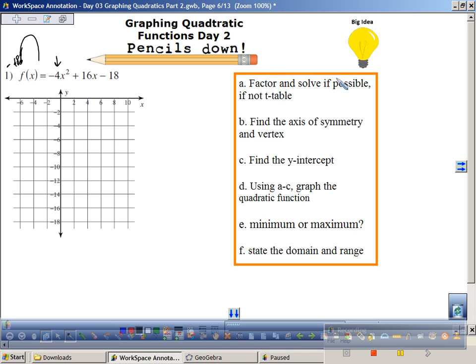All right, let's get started. So factor and solve if possible. Let's see if we can factor it. Negative 4, I'm left with x squared plus 4x, sorry, negative 4x.